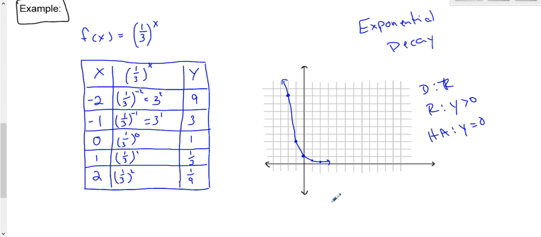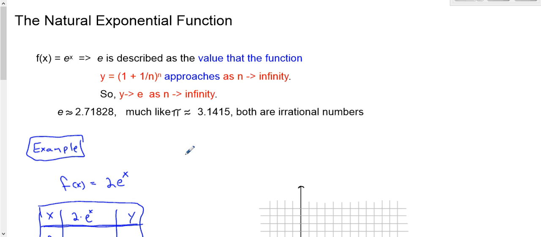All right, so let's look at the next page here. We're going to now look at the natural exponential function. The natural exponential function is f of x equals e to the x. E is described as the value that the function y equals 1 plus 1 over n with the exponent of n approaches as n is approaching infinity.